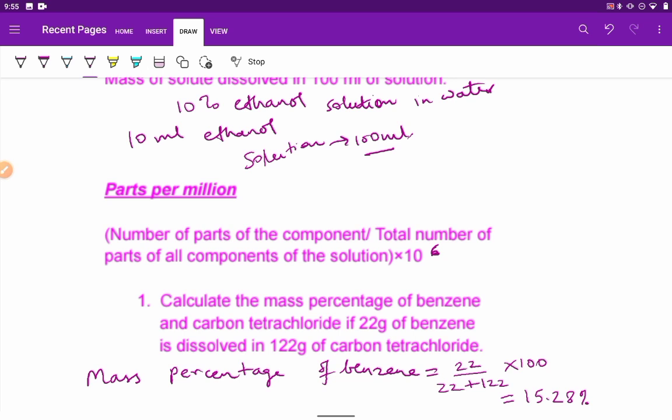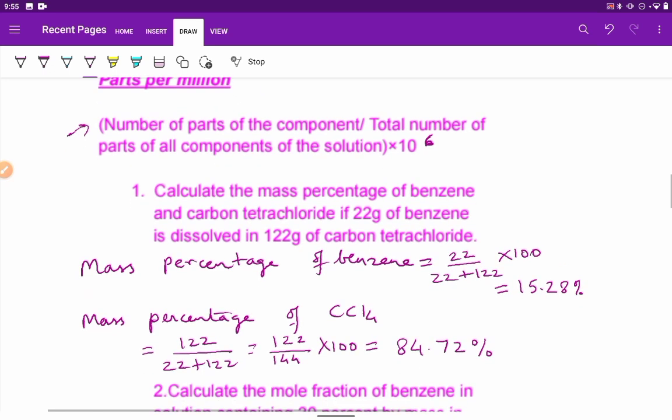Next comes parts per million. If the solute is present in very trace quantities, then we express the concentration in parts per million, referred to as ppm, and it is defined as number of parts of the component which we are considering divided by total number of parts of all the components of the solution into 10 to the power 6. So this is used in case where the solute is in trace quantities.